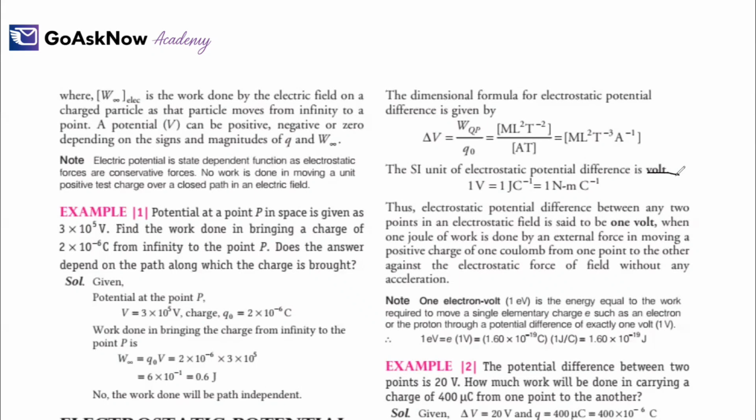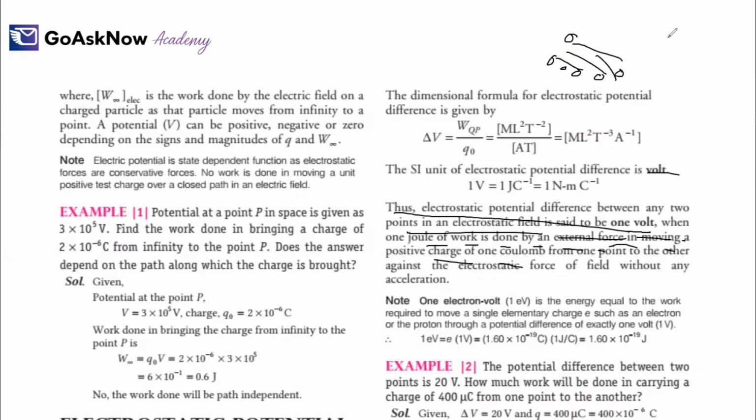Thus, the electrostatic potential difference between any 2 points in an electrostatic field is said to be 1 volt when 1 joule of work is done by an external force in moving a positive charge of 1 coulomb from one point to the other against the electrostatic force of the field without any acceleration. So that is the clear definition of electrostatic potential difference. Some charges are configured like this, and some electric field will be there.